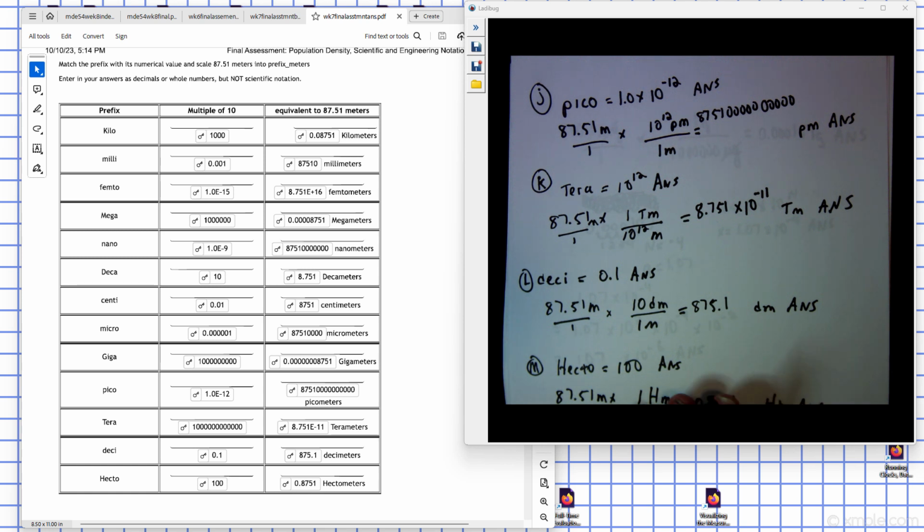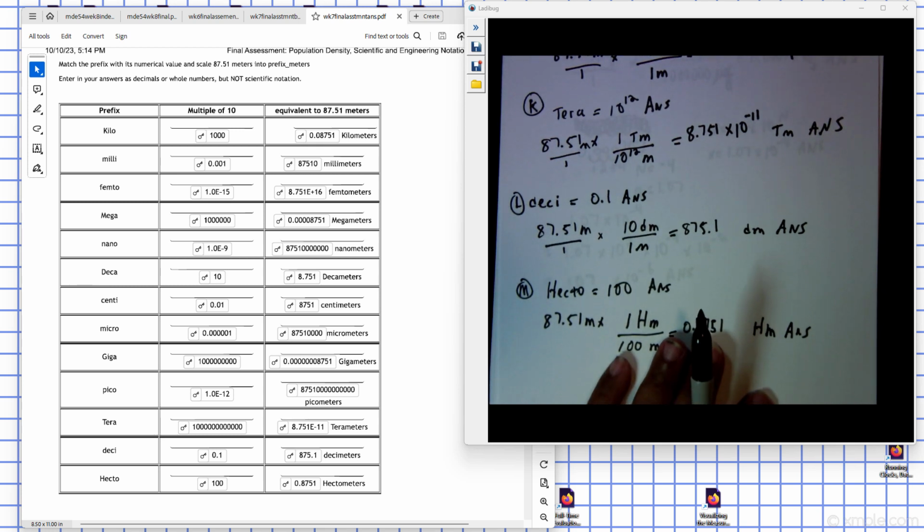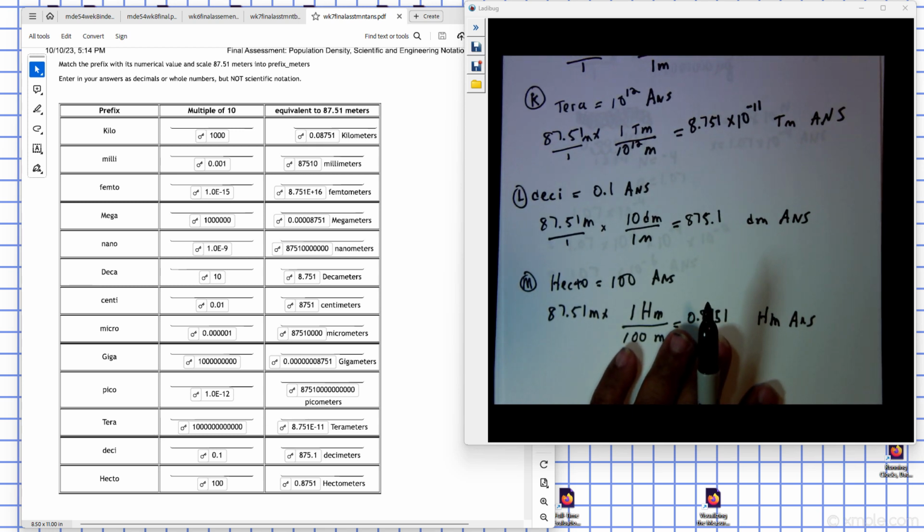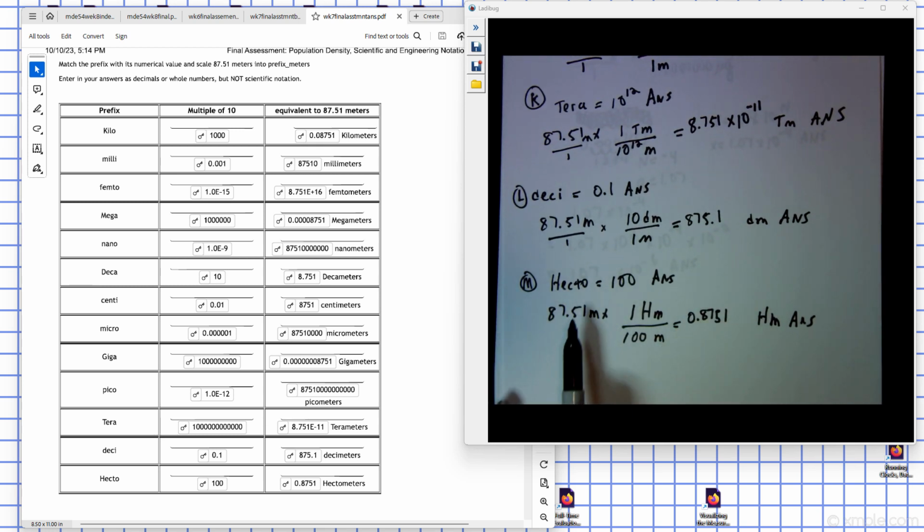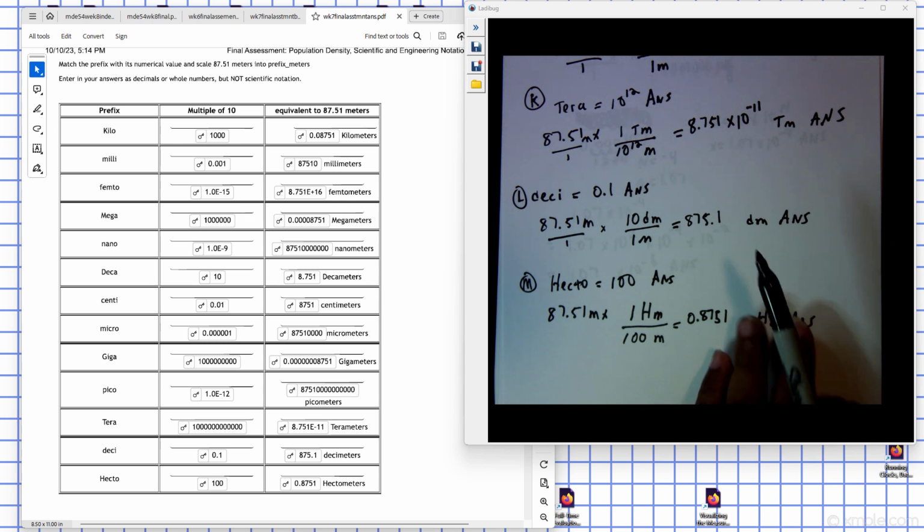And doing the same thing again here for hecto. From the charts, 100. So 1 hectometer is 100 meters. And we convert that to hectometers. We end up with 18751 hectometers.